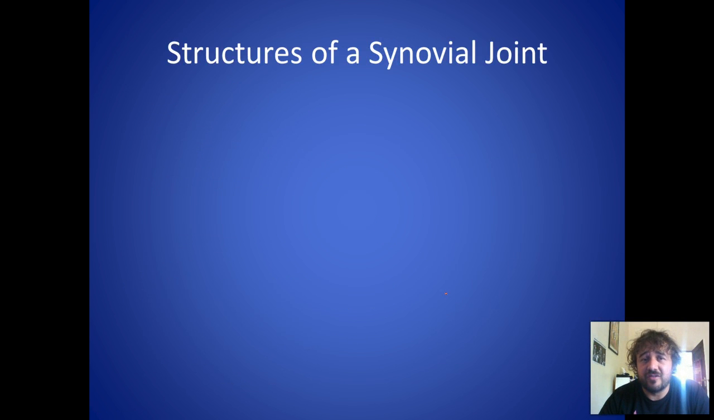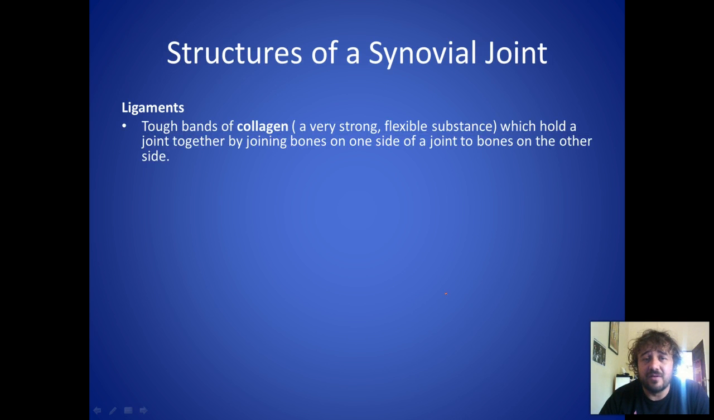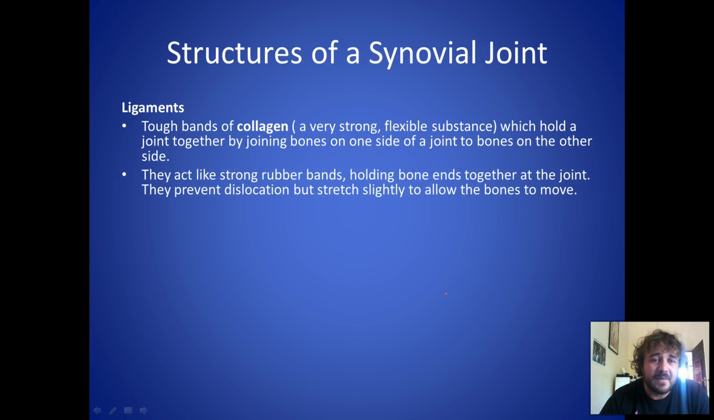Alright, so structures, what have you got in there? You've got ligaments. These are collagen, which is very strong but super flexible. These hold the joint together by joining the bones. If you've ever ripped apart a lamb leg, that's the tough bit which joins the two bones together. Essentially they're like strong rubber bands. They hold it together, so they prevent dislocation. When you have a dislocation, it's a problem in the ligaments. They do stretch, and that's what allows movement.